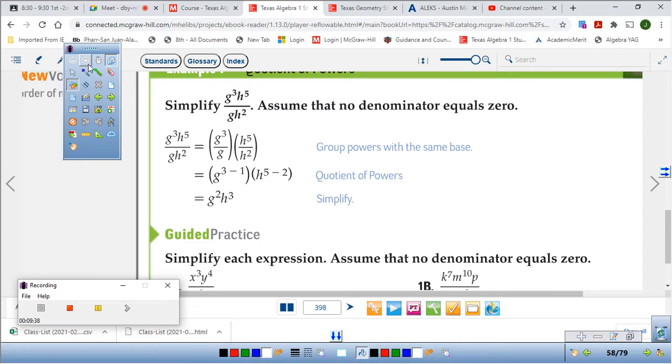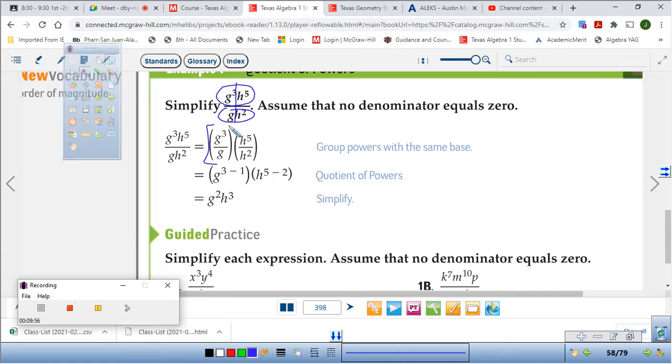Let's look at this one real quick. I'll just look and show you what they're doing. So when you have this divided by this, you basically have two kinds of problems. You can group all the similar bases together. So the g's, I'll look at them together by themselves.